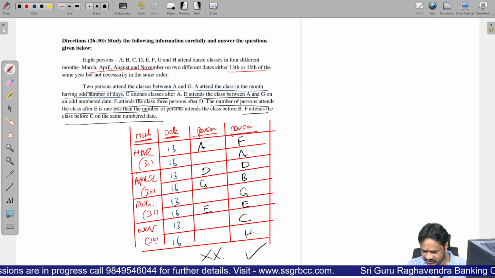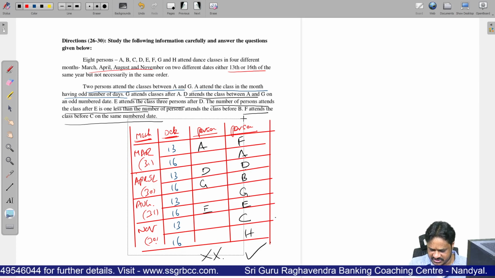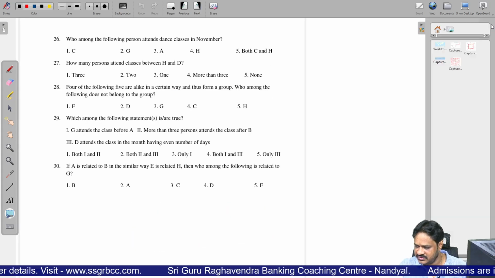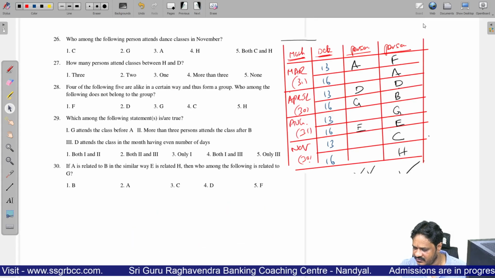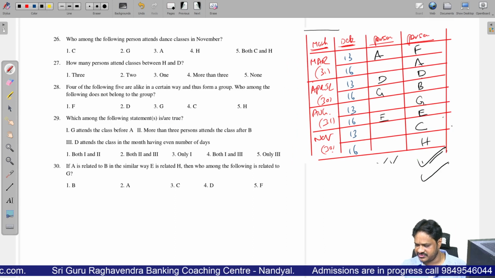We are left out with H. So this is the total arrangement. Now based on this we have to answer the questions. See, this one is the correct one. You have to see this one.